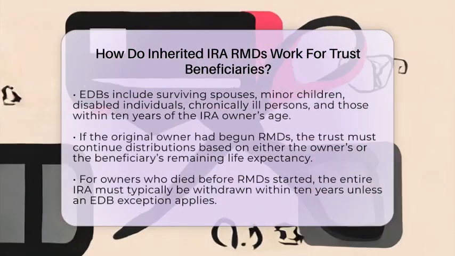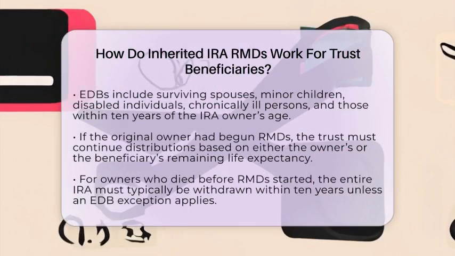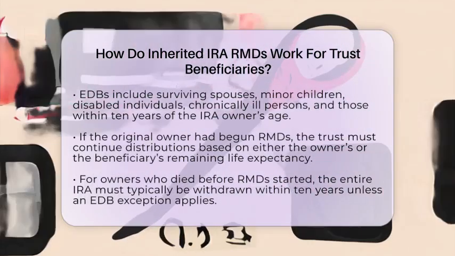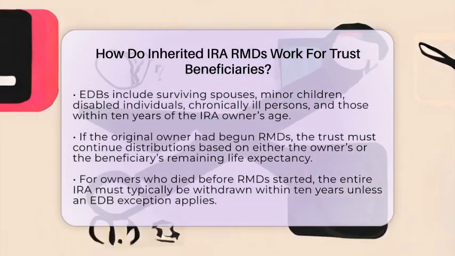For minor children, RMDs are based on their life expectancy until they reach the age of majority. Then the 10-year rule kicks in.